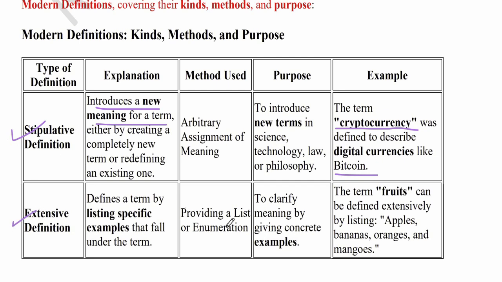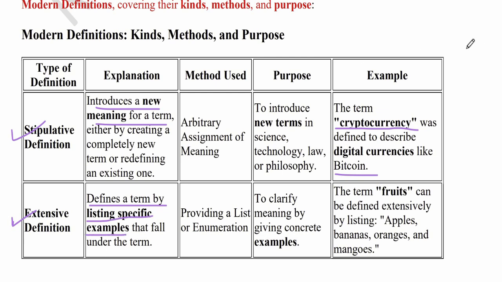Extensive definition is when something is listed. For example, fruits: we have apples, bananas, oranges, mangoes. So that's an extensive definition where listing is done. It defines a term by listing specific examples that fall under the term.